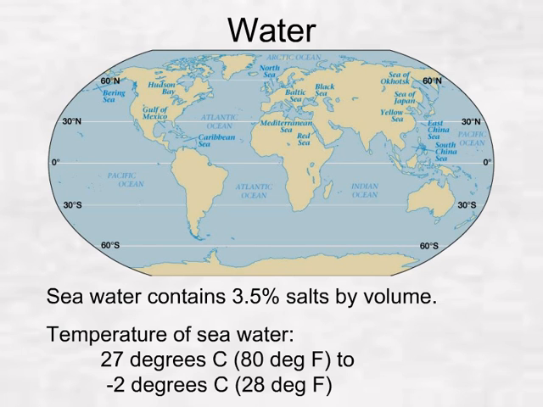In general, the western sides of oceans are warmer than the eastern sides because of the circulation of ocean currents, which follow the prevailing wind patterns. So warm water moves up from the tropics along the western sides of the oceans, then the return flow of cold water is on the eastern side of the ocean.